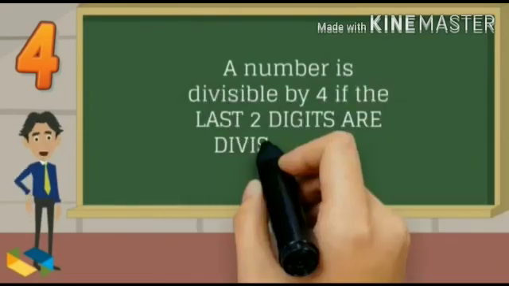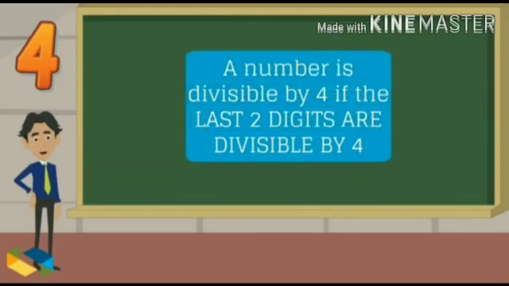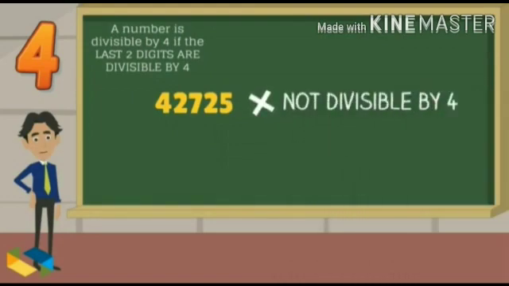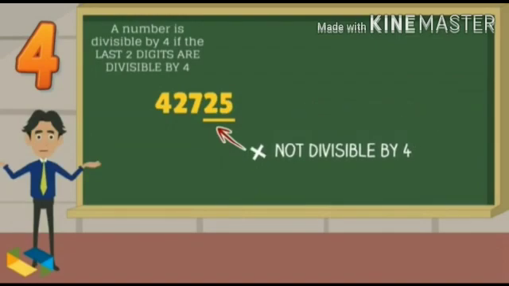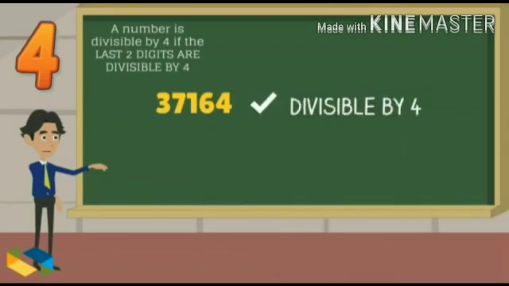For any number to be divisible by 4, you simply check its last two digits. If these are divisible by 4, then the number is also divisible by 4. 42,725, for example, is not divisible by 4 as its last two digits are not divisible by 4. On the other hand, 37,164 is divisible by 4 as per this rule, the last two digits being 64.